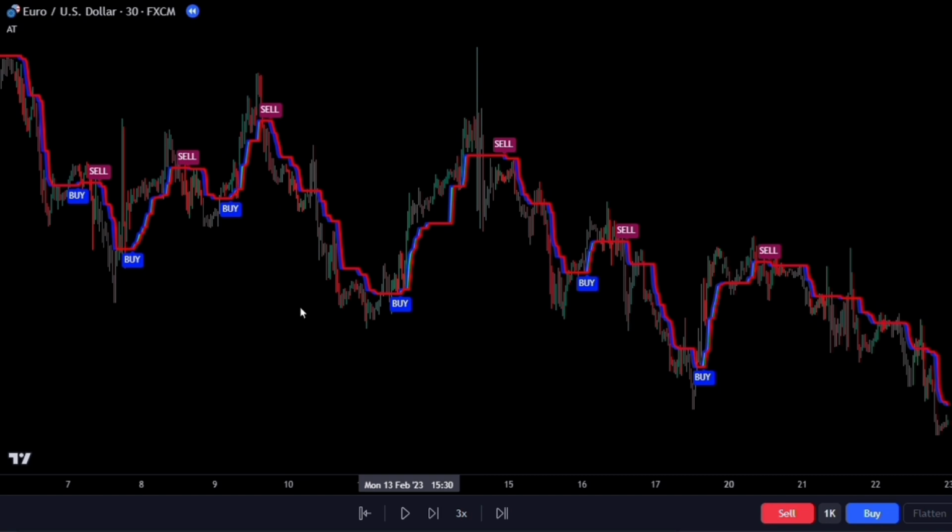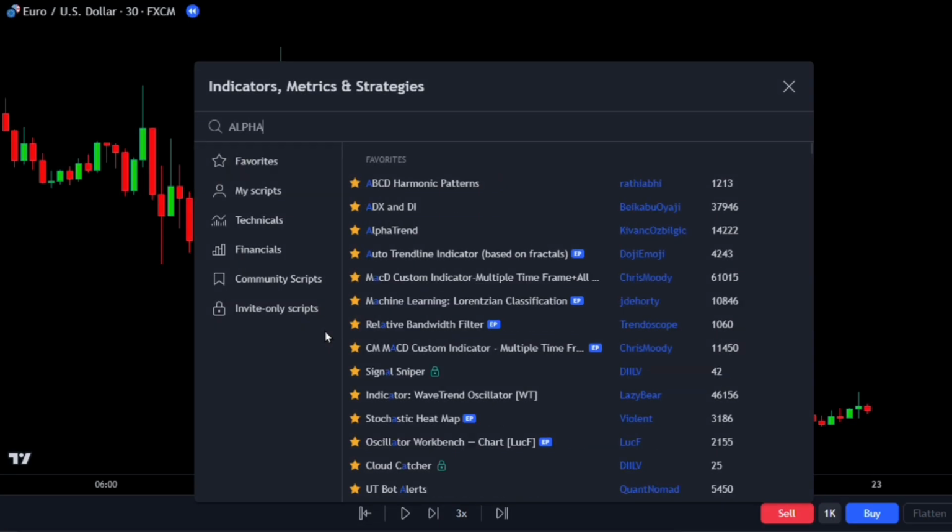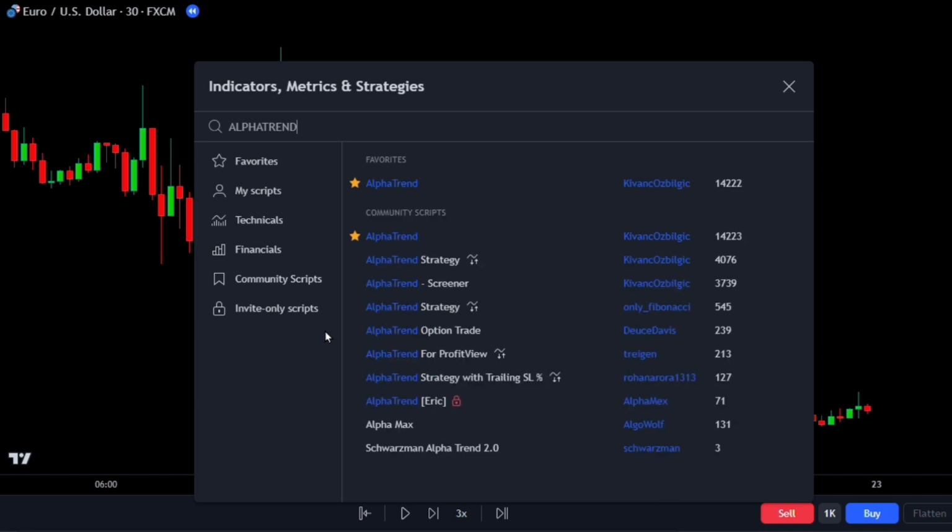Alright, let's move on to the second indicator, called Alpha Trend. This indicator was created by KivancOzbilgic and is based on the Trend Magic script. Add it to our chart by searching for the Alpha Trend Indicator by KivancOzbilgic.